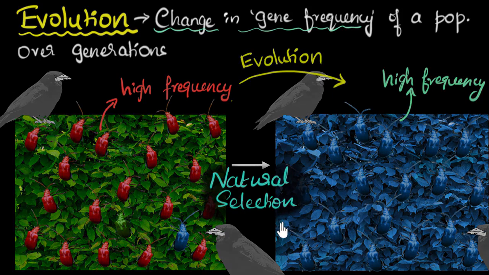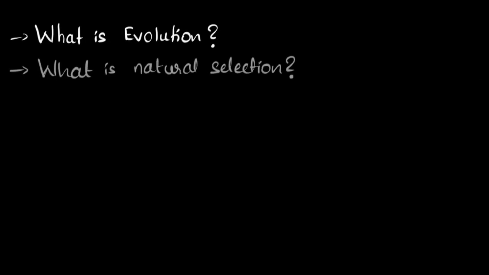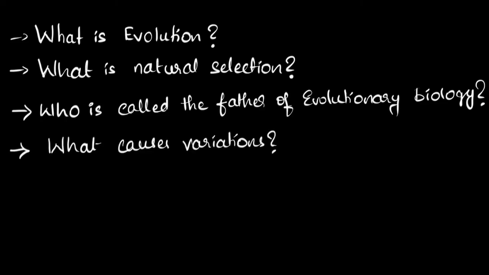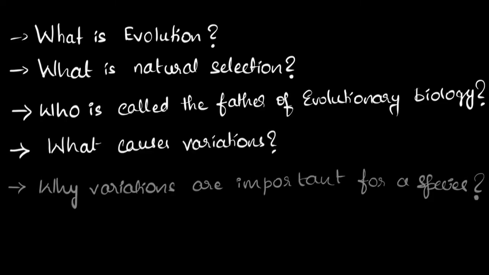Let's quickly see if we can go ahead and recall what we learned. So can you recall what is evolution? What is natural selection? Who is called the father of evolutionary biology? What causes variations? And finally, why are variations important for a species? If you have trouble answering these questions, no worries, you can always go back and revisit the video.